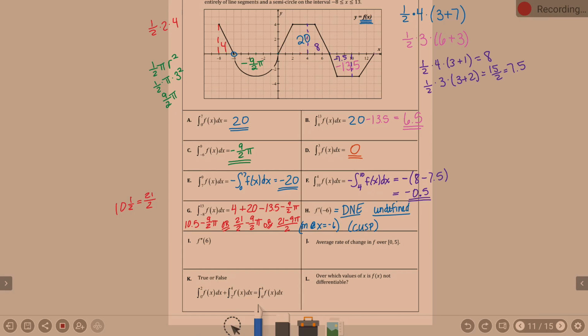Ready for I? That is the second derivative of f when x equals 6.